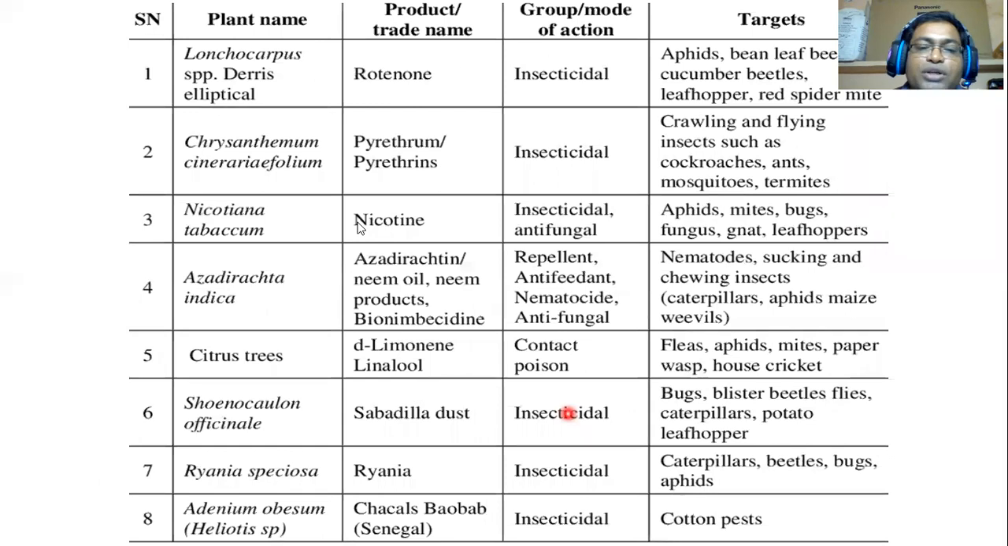Some commercially available products come from different plants. Extracts, especially rotenone, pyrethrum from the chrysanthemum, nicotine from the tobacco, azadirachtin, nimbin and nimbidine, and bionimbidine from the azadirachtin. Right? These target different insects. They are successfully used to control target insects. So botanicals also you can use.